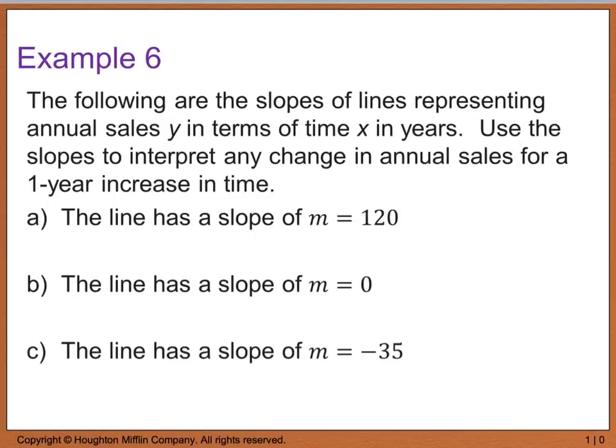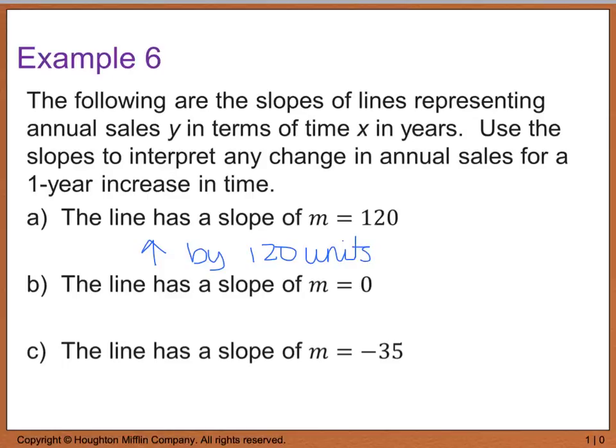Example 6 says that the following are the slopes of lines representing annual sales y in terms of time x in years. Use the slopes to interpret any change in annual sales for a 1-year increase in time. So when we look at part A, it says the line has a slope of m equals 120. Well, because we're talking about sales and I have a positive slope, that's going to tell me that I have an increase in sales by 120 units.